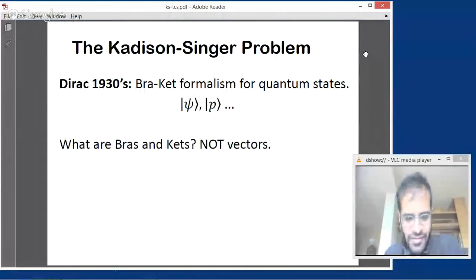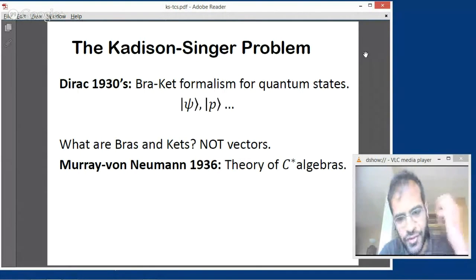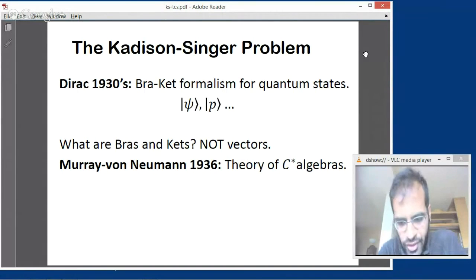So essentially, what Dirac did in his book about diagonalizing matrices and so on doesn't actually apply to quantum states because they're not vectors. This led Murray and von Neumann to develop this theory of C-star algebras, which you can view as a generalization of linear algebra designed to contain these more general objects that you need for quantum mechanics. Okay?